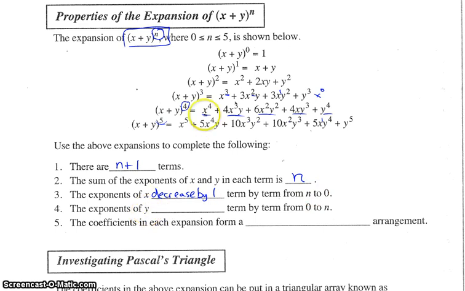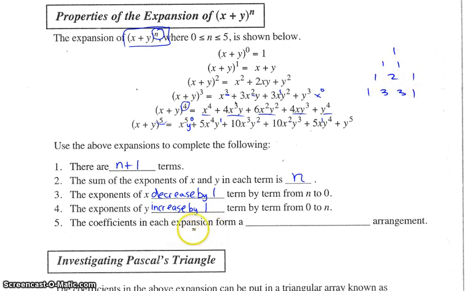And then if you look at the exponents on y, they start off as 0, y to the 0, y to the 1, 2, 3, 4, and they reach, again, the n value. So they increase by 1. Okay, now the coefficients. So if we look at the coefficients, which really was Pascal's triangle, right?